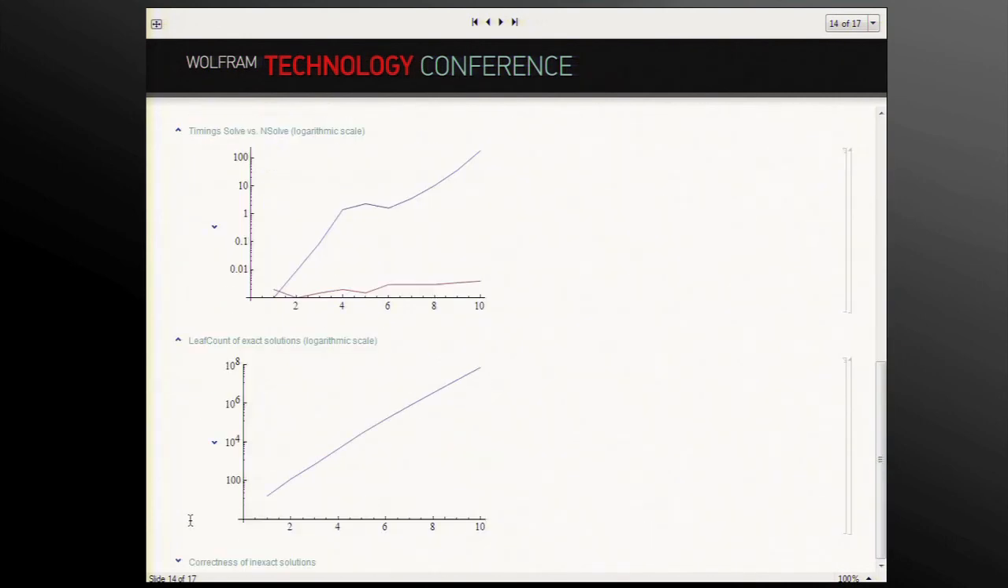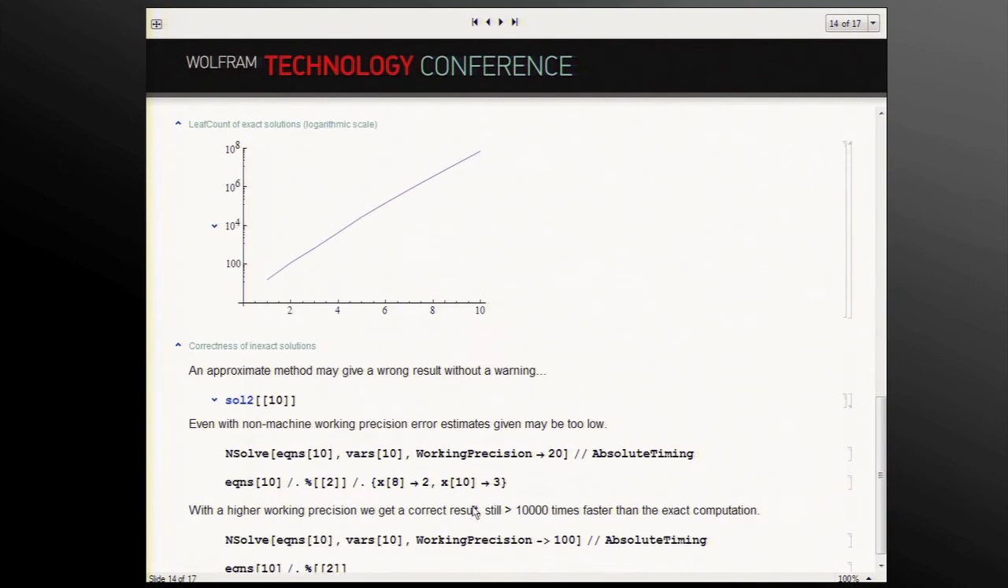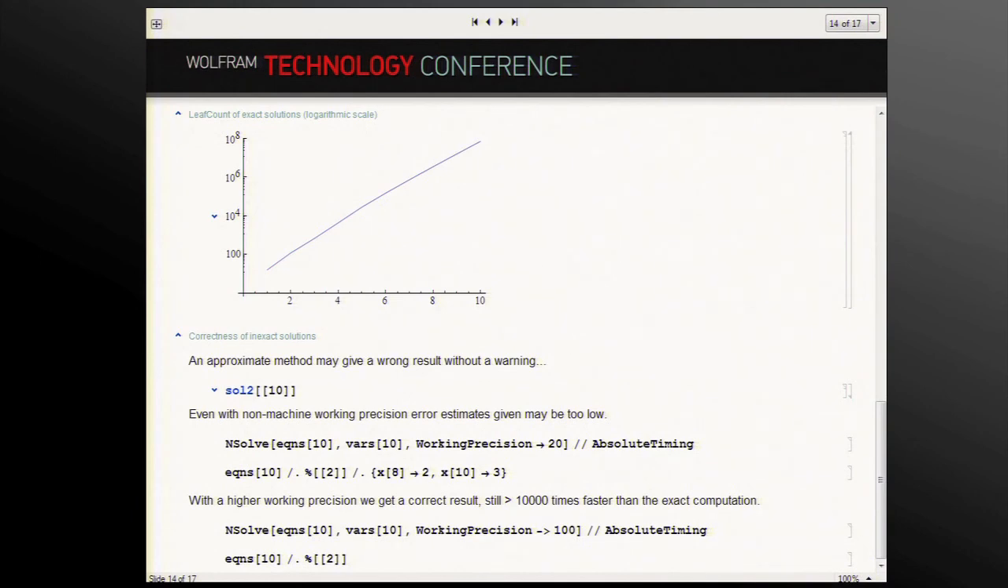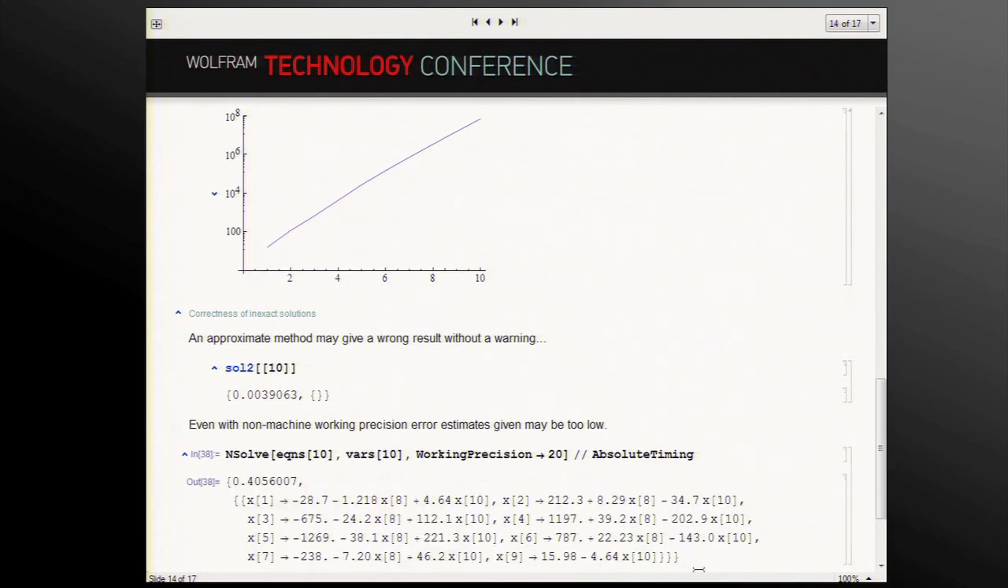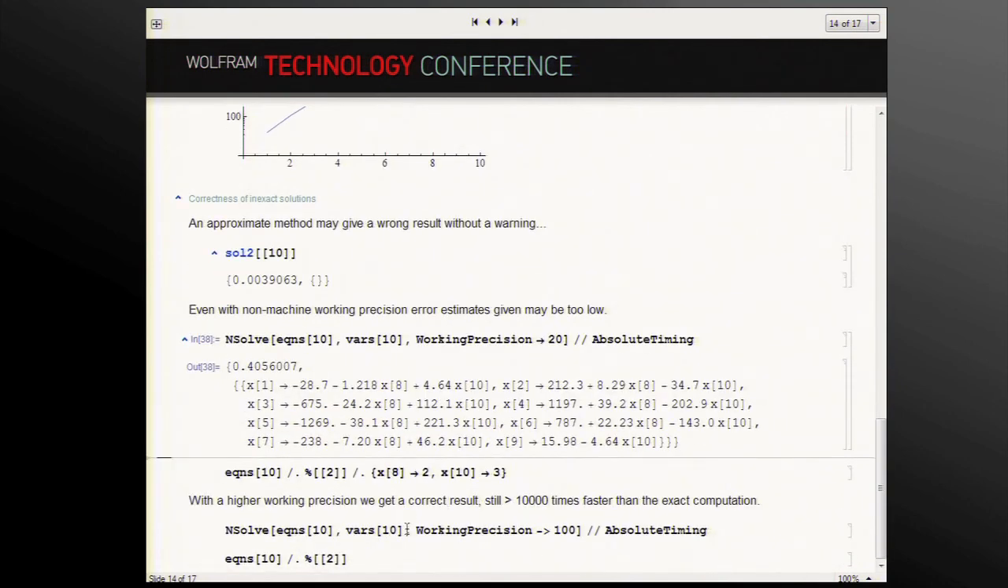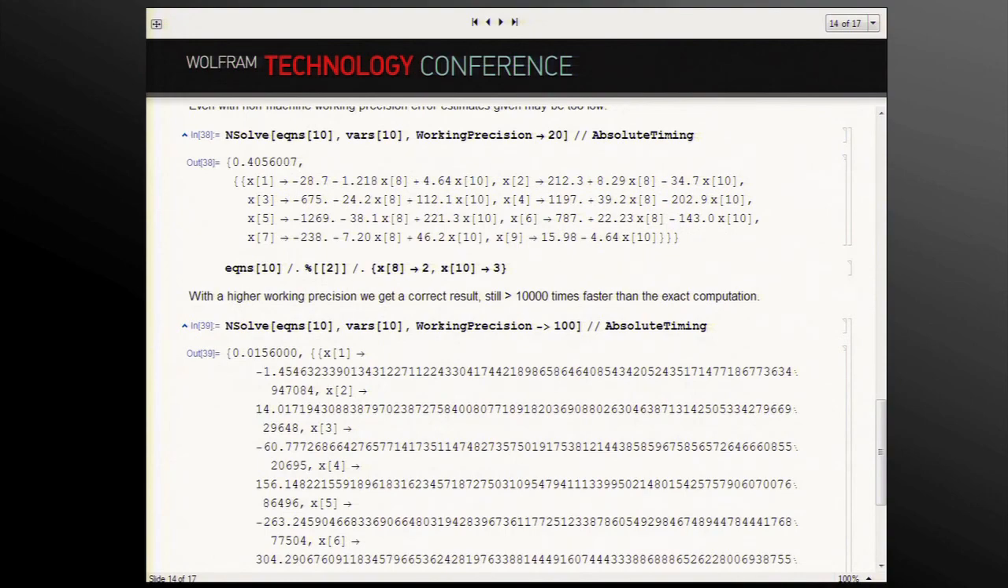However, we have to be careful, because the numeric method for solving systems of linear equations can give a wrong solution without a warning. For machine precision, we get no solutions. This is a case where there is always one solution. With slightly higher precision, we get a two-dimensional solution, which is also incorrect. But with higher precision, we get the correct solution, and it's also very fast.